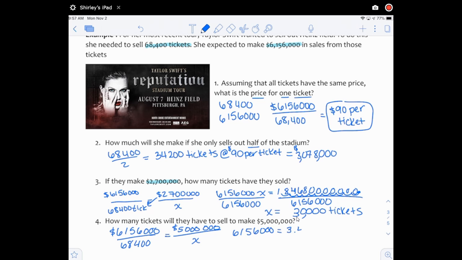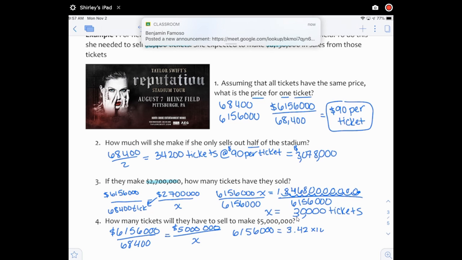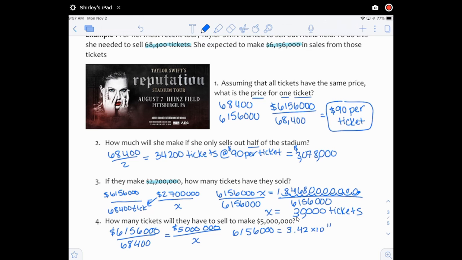This time I have 3.42 times 10 to the 11th. So then I'm going to go ahead and just divide that out. And we get that x is equal to, I keep writing the money sign, 555,555 tickets. So what's important here is to kind of analyze that decimal number.